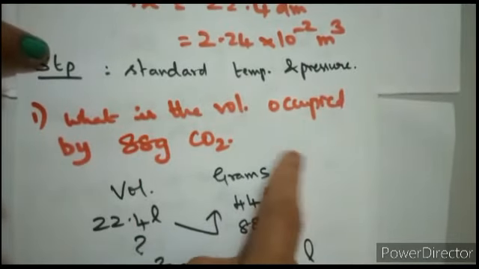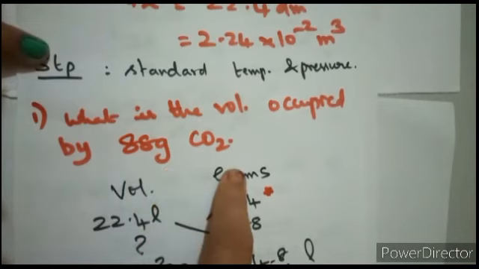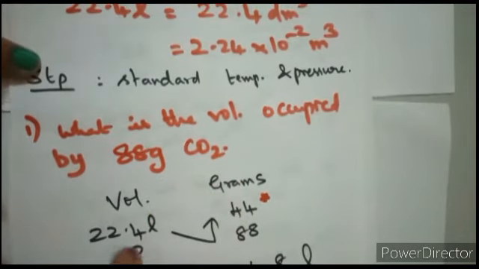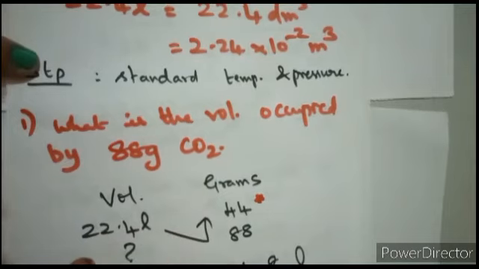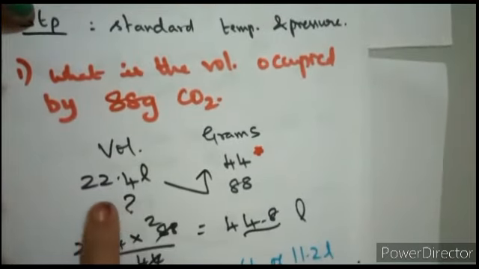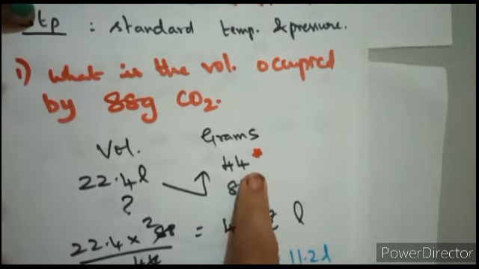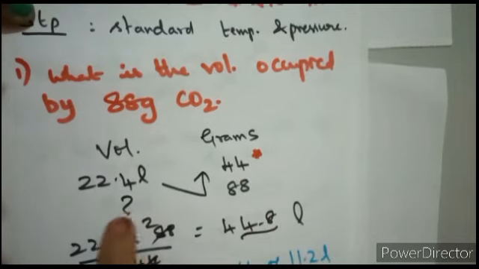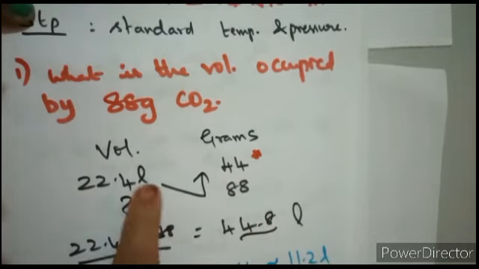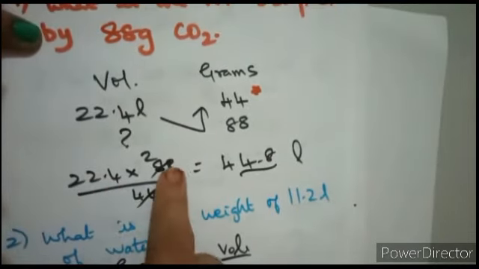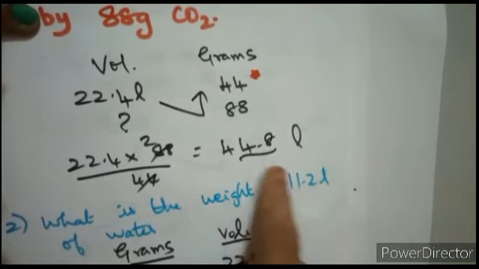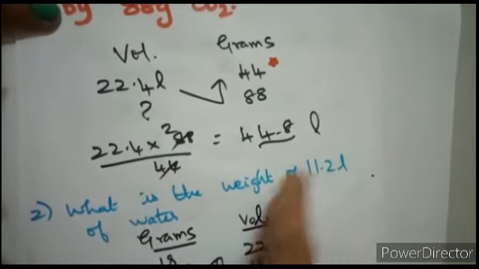Now let us come to the conversions. What is the volume occupied by 88 grams of carbon dioxide? So now the relationship is between volume and the weight. 22.4 liters. This is the standard number. This is called the molar volume. The volume occupied by 1 mole. So 22.4 liters is 44 grams. 88 grams occupies how much volume? So start from the question mark side. You get the answer as 22.4 into 88 by 44, that is 44.8 liters.